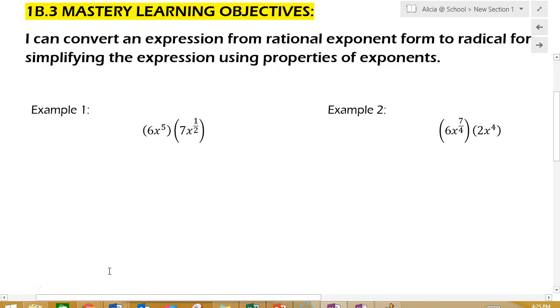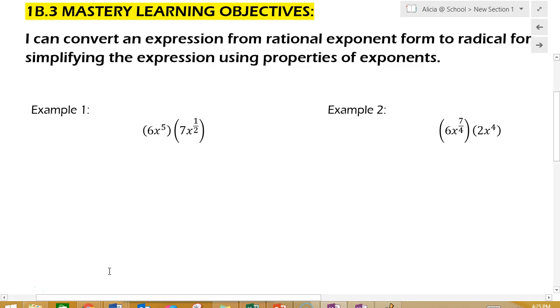Hey guys, in this video we're going to be doing 1B.3 and our master learning objective is being able to convert an expression from radical to rational exponent form to radical form by simplifying the expression using properties of exponents.